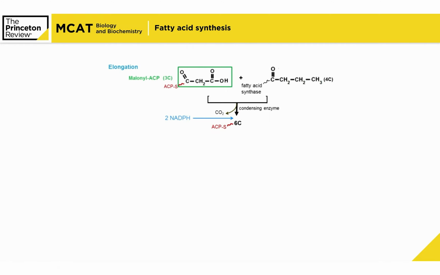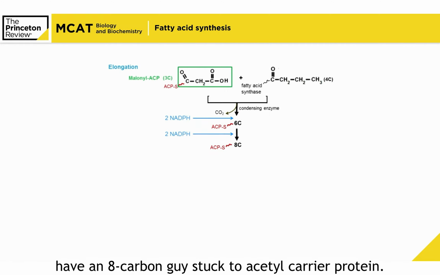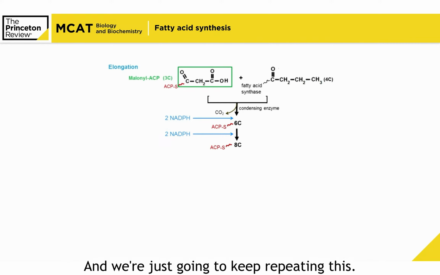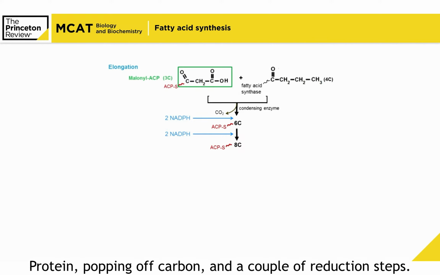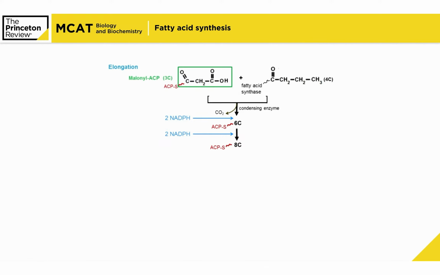Pop off a carbon, do a couple of reduction steps, and now we have an 8-carbon guy stuck to the acyl carrier protein. And we're just going to keep repeating this, shifting it to a different site of the enzyme, bringing in our 3-carbon malonyl attached to that acyl carrier protein, popping off carbon, and a couple of reduction steps. And ultimately, we're going to get to something that has 16 carbons.